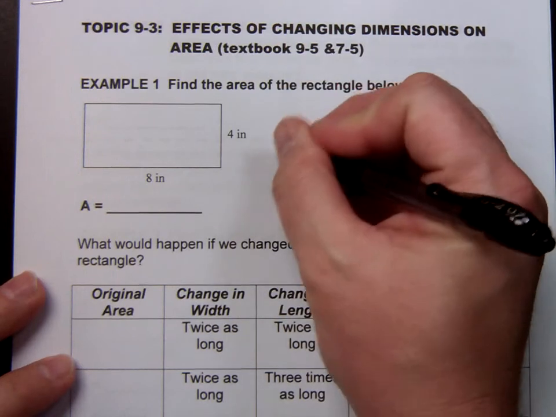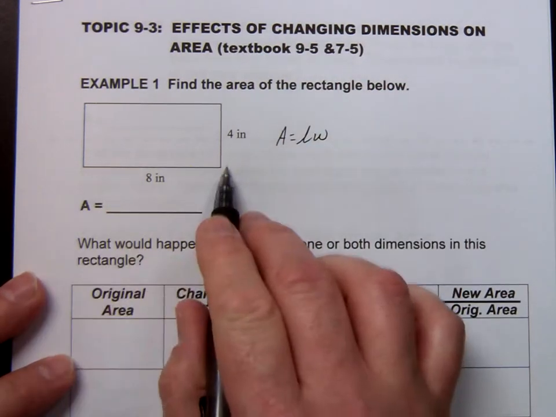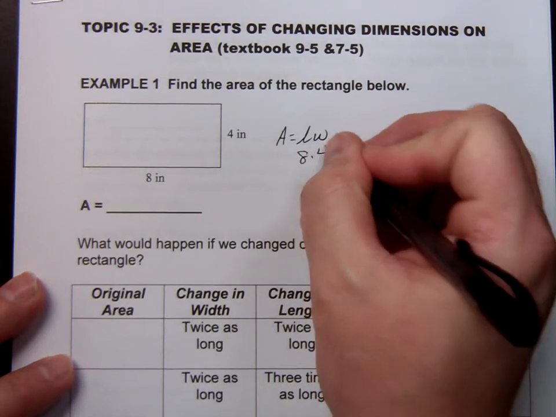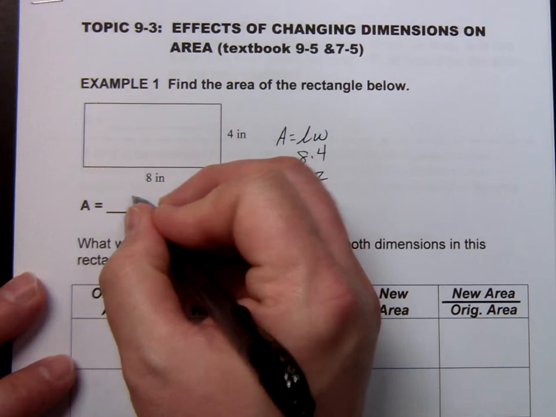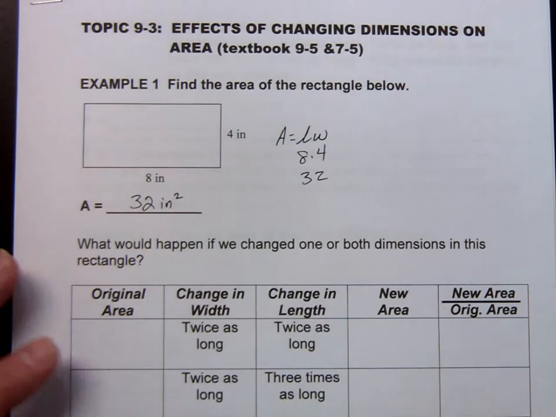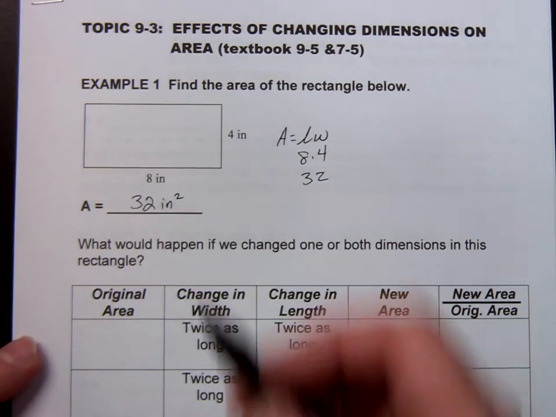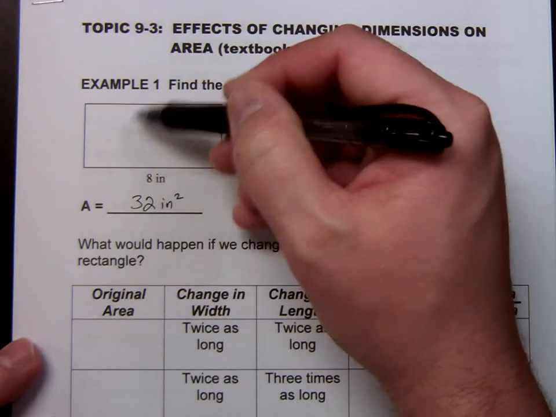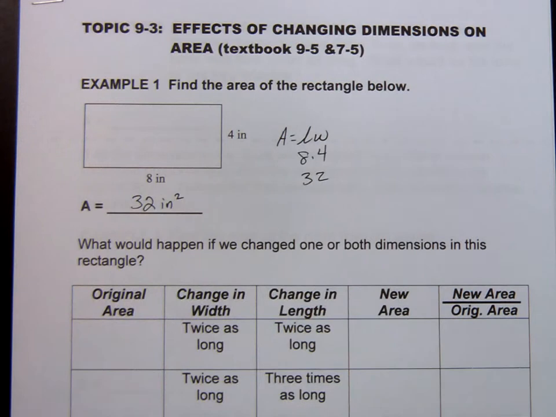Remember, the formula for area of a rectangle is just length times width. So in this case, we're just doing 8 times 4, which is 32. And this was in inches, so for area, that is inches squared. Remember, area is a two-dimensional measurement. When we say the area is 32 inches squared, that means if I divided this up into a bunch of 1 by 1 inch squares, there would be 32 of them.